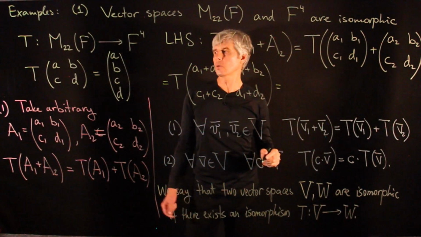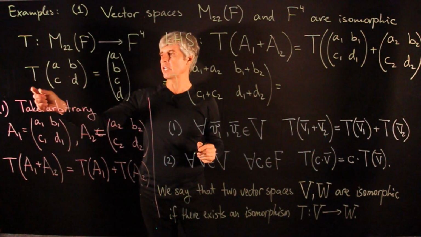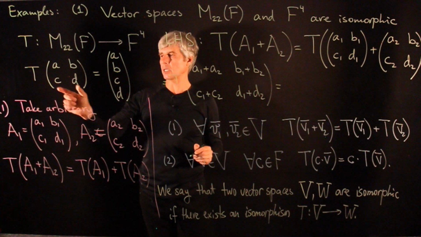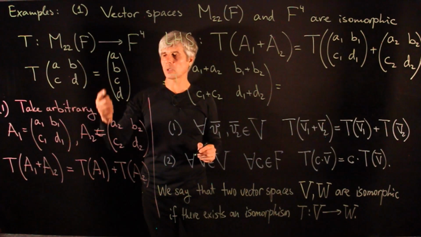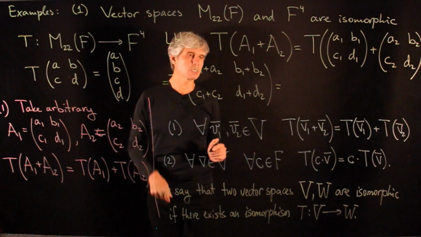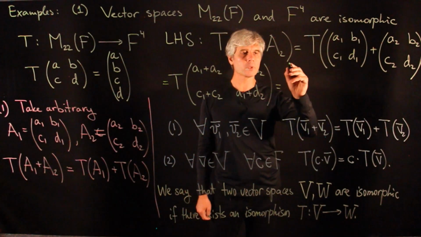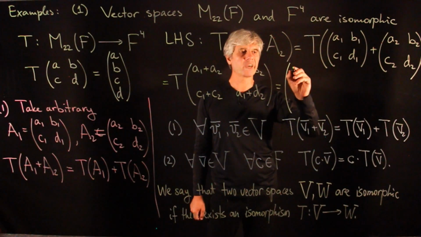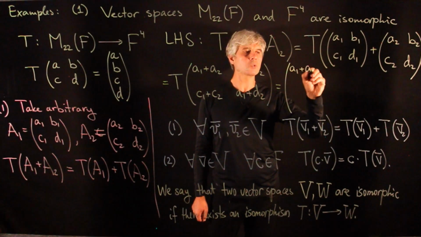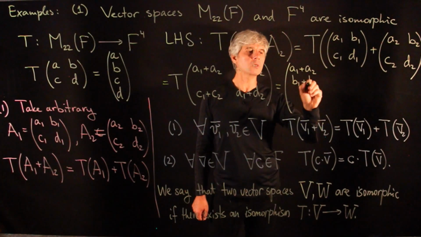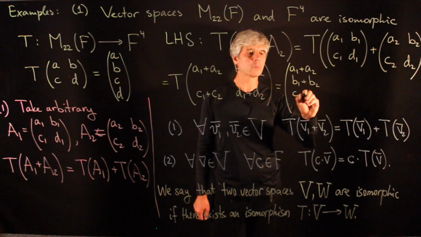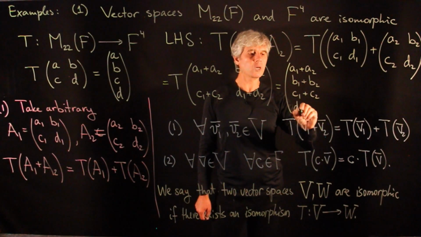And now we use our transformation. We know that a matrix is transformed into a column vector in this simple way. So this means that this matrix is going to be transformed in the following 4-component vector. We have A1 plus A2, B1 plus B2, C1 plus C2, and D1 plus D2.